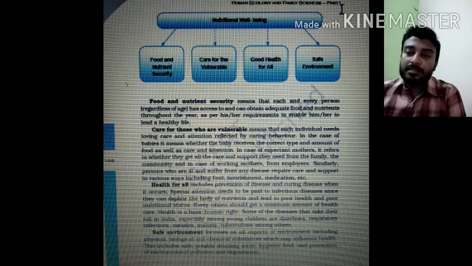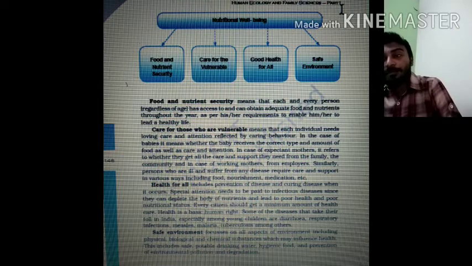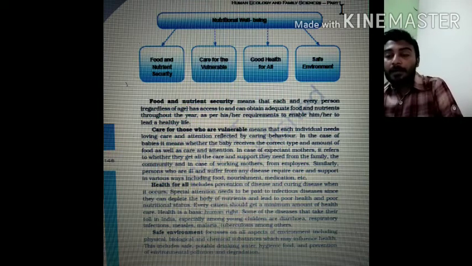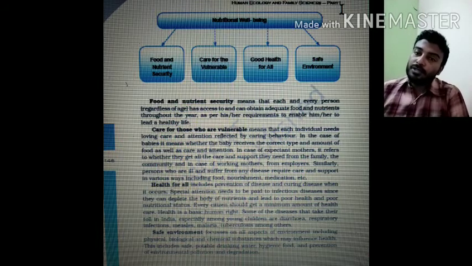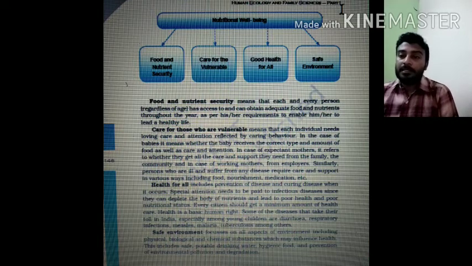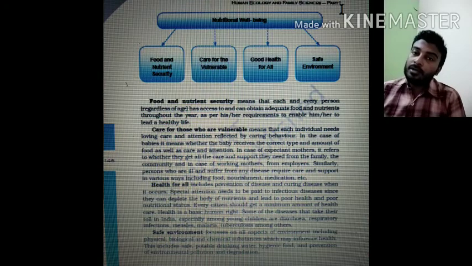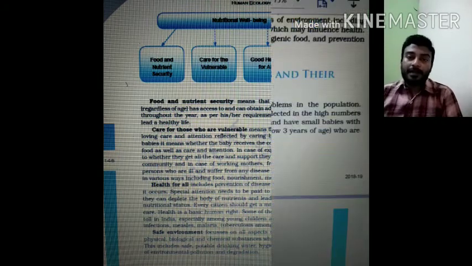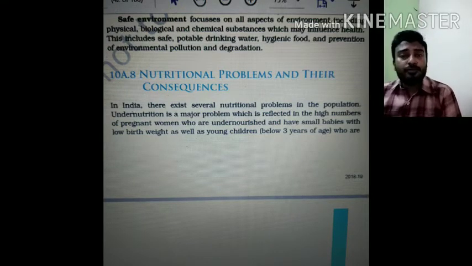Now the last point is the safe environment. As you all know, safe environment focuses on all aspects of the environment, including physical, biological and chemical substances which may influence health. This includes safe, potable drinking water, hygienic foods and prevention of environmental pollution and degradation. All of these factors lead to a safe environment, which also leads to good nutritional well-being. So these are the different factors we have read about for proper nutritional well-being.